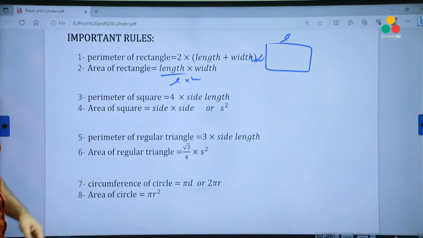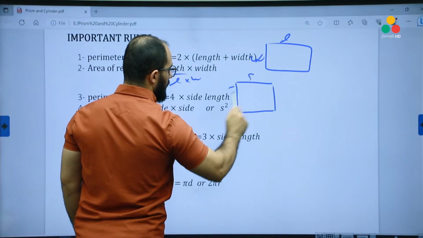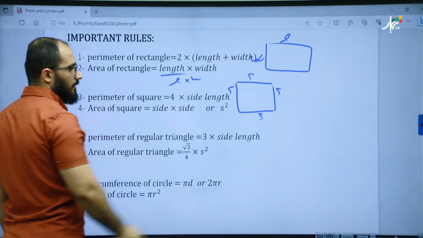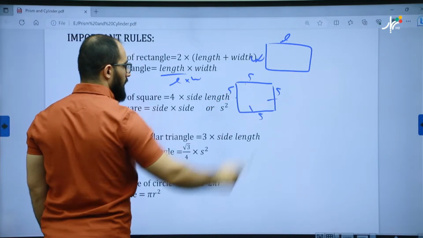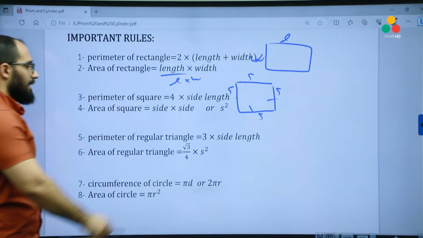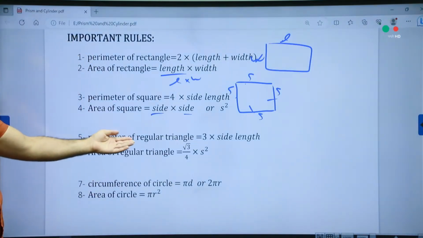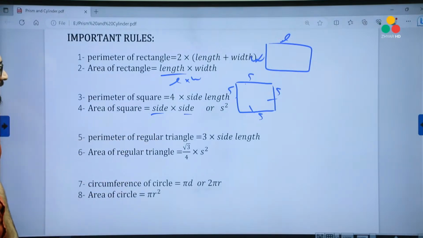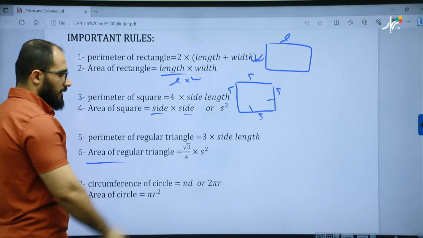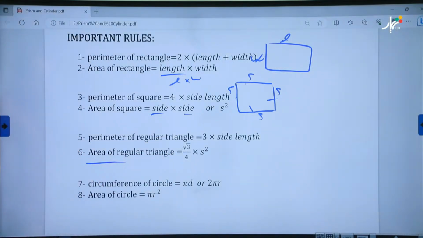Perimeter of square is, if you have a square, okay, all sides are equal, 4 times side length. 4, 1, 2, 3, 4, times the length of a side. Area of square is side times side, we can say side square. Then perimeter of a regular triangle is 3 times side length. Area of a regular triangle is square root of 3 over 4 times s square, side square.